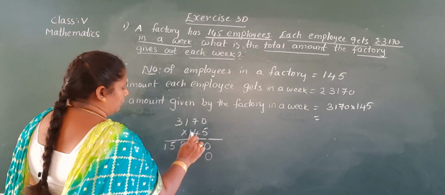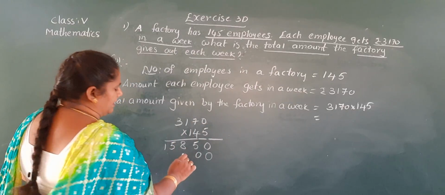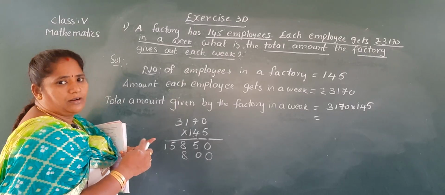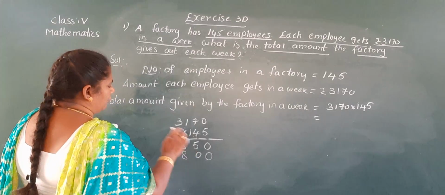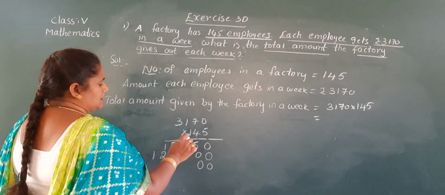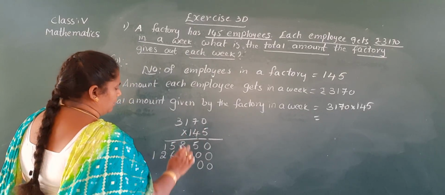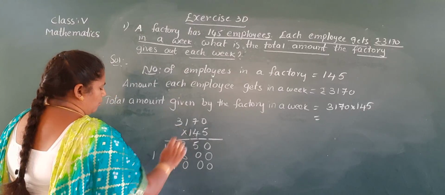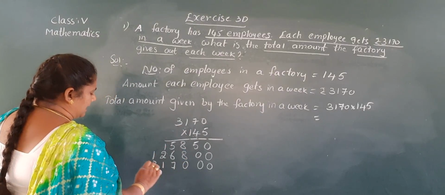4 0 0, 4 sevens are 28, 2 in hand, 8 is down. 4 ones are 4, 5, 6. 4 threes are 12. Now ones place, tens place closed, start from the hundreds place. 1 0 0, 1 sevens are 7, 1 ones are 1, 1 threes are 3.